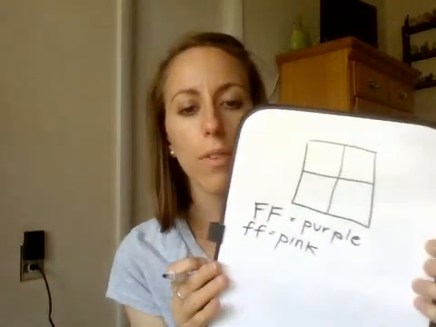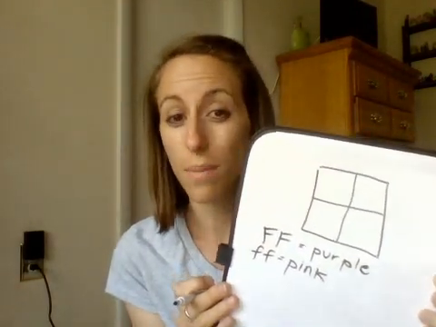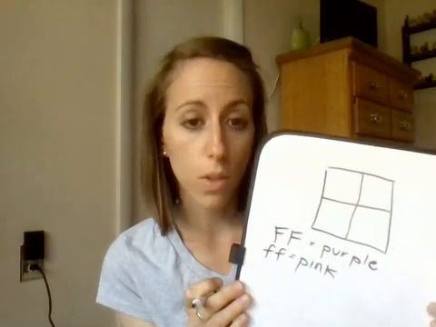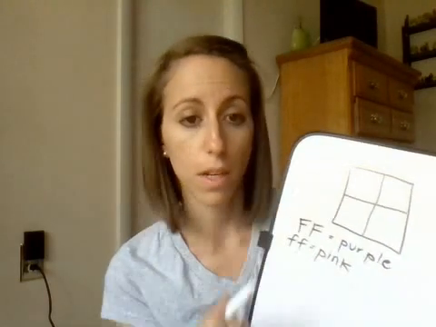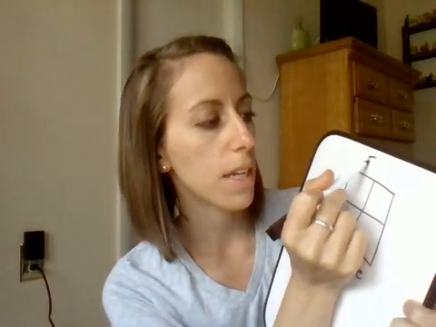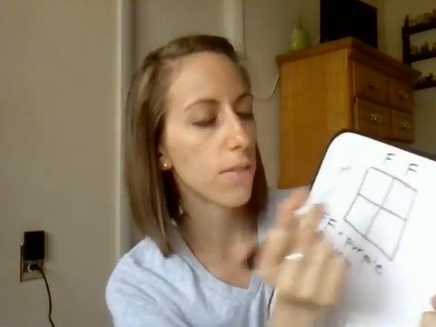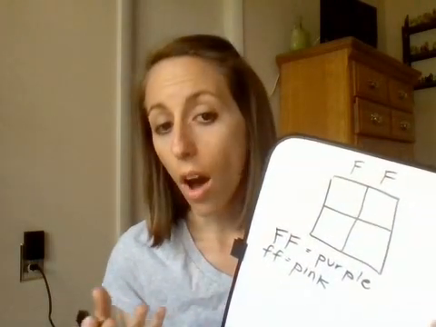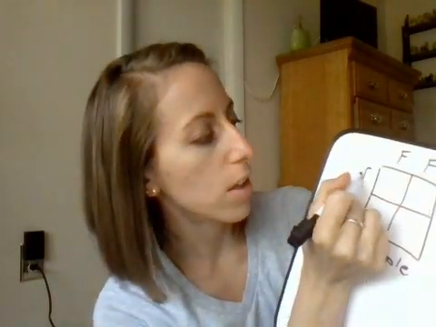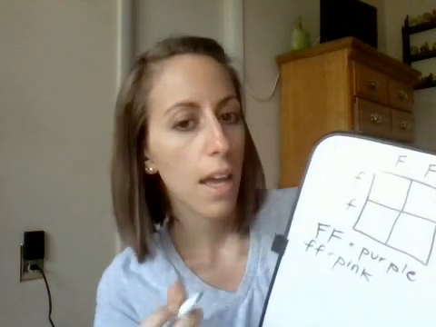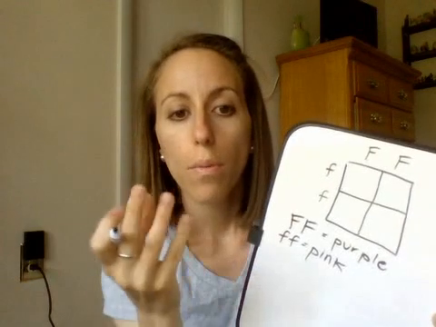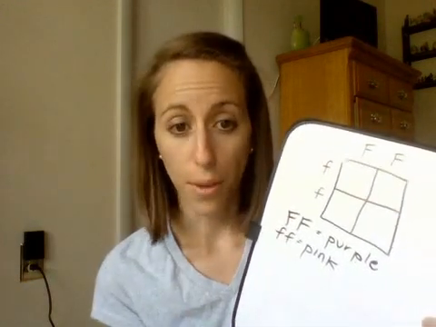Okay. Now we're ready to actually cross the 2 birds in the Punnett square. So when you're setting up your Punnett square, you're going to place one of the organisms on the top of the Punnett square. So we're going to put the purple bird on the top of the Punnett square with the uppercase F and the uppercase F. And then we're going to put the other bird on the side of the Punnett square, right here, lowercase f and lowercase f.